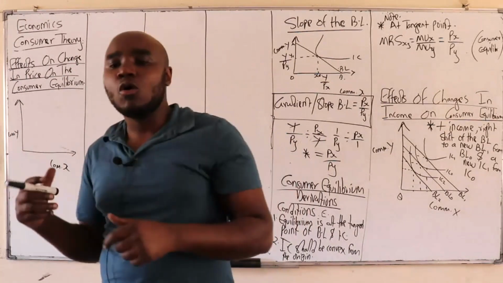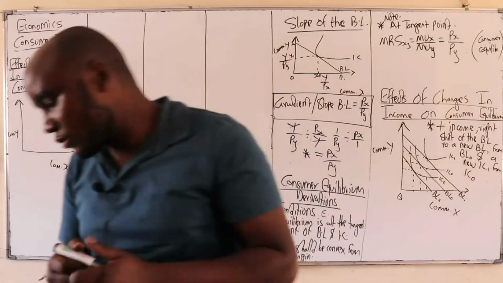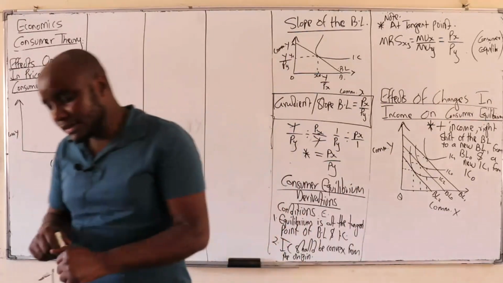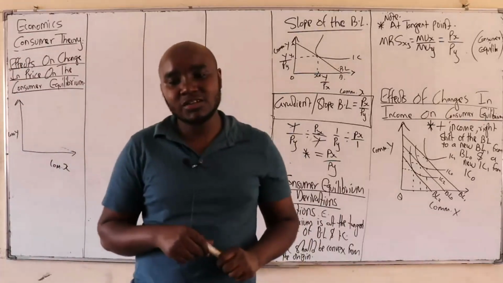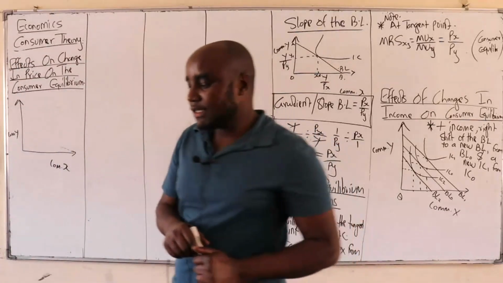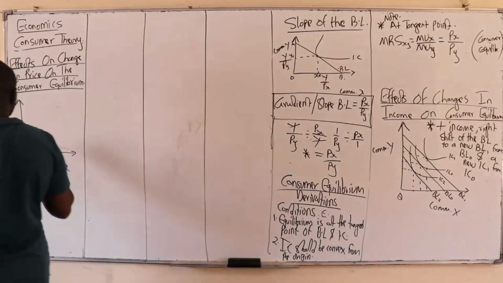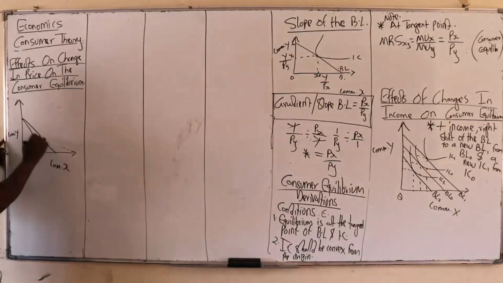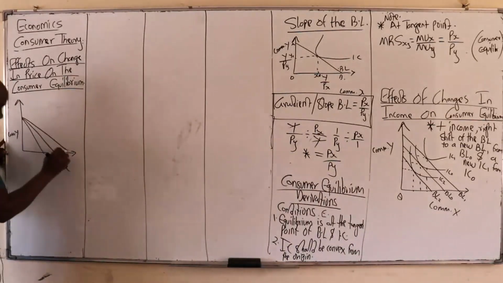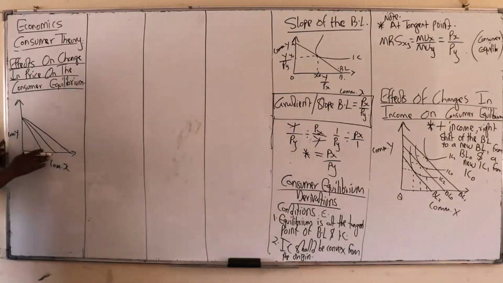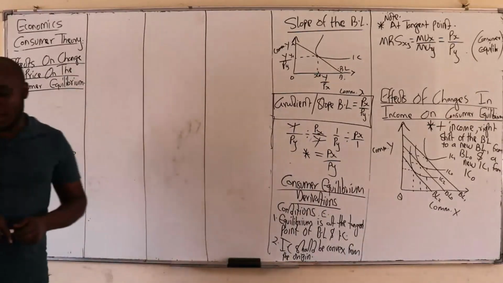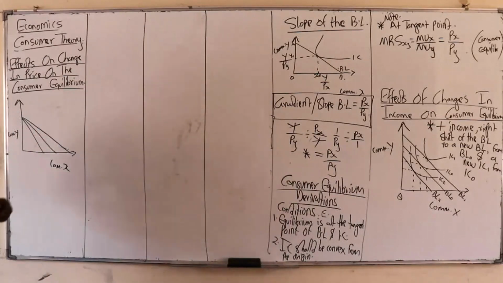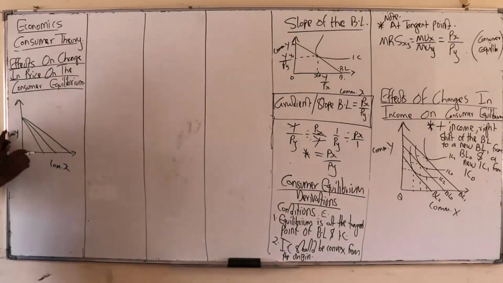But now here, all we shall be talking about is a situation whereby the budget line is tilting. Are you together? The budget line is tilting. So assuming now a budget line like that, it will tilt like that. Are you together? Assuming now we have the price consumption curve here.